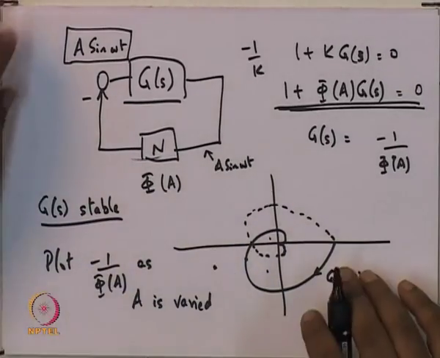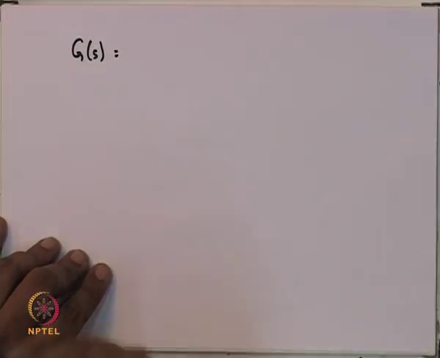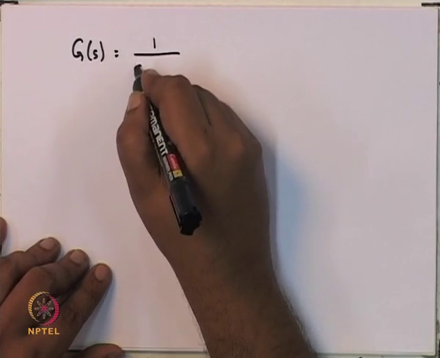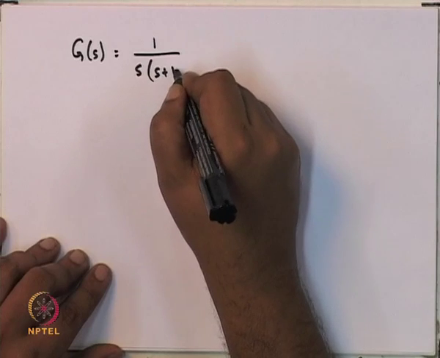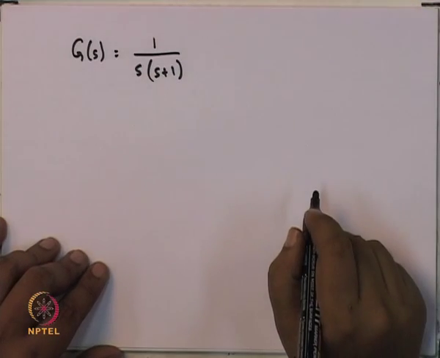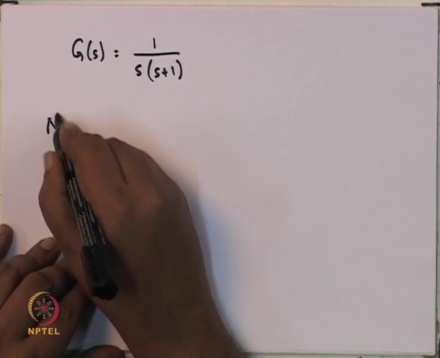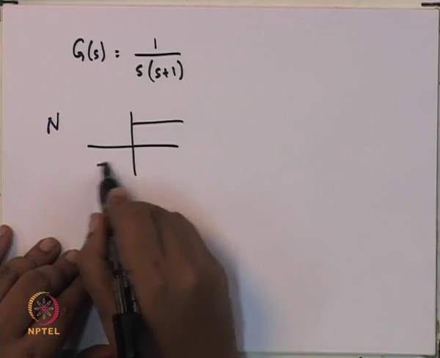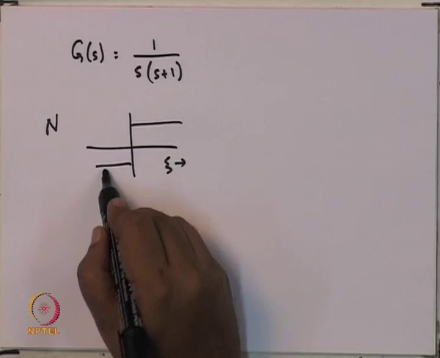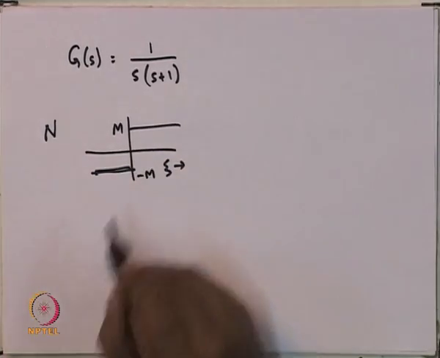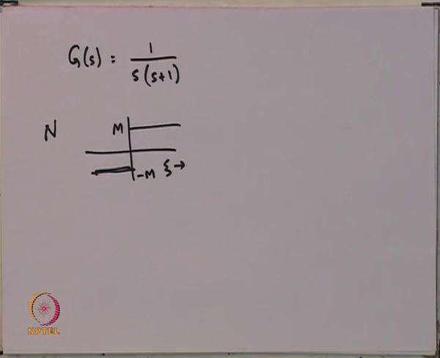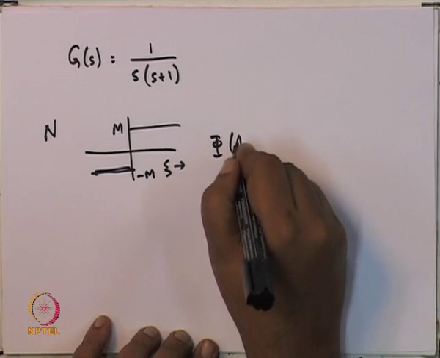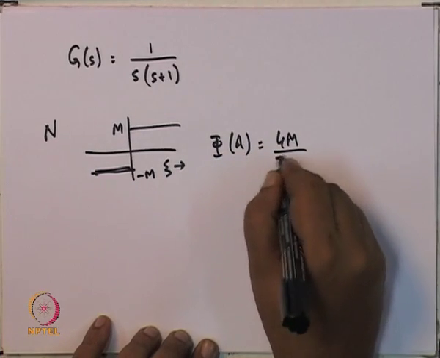Okay. The best way to, of course, see this is by using some example. So, let us take an example. Let us assume that the linear plant G of S is given by, let us say, 1 upon S plus 1, and let us say the nonlinearity N is the nonlinearity whose characteristics are like that. This nonlinearity, we already found the describing function for. We see that phi of A is given by 4M by pi A.